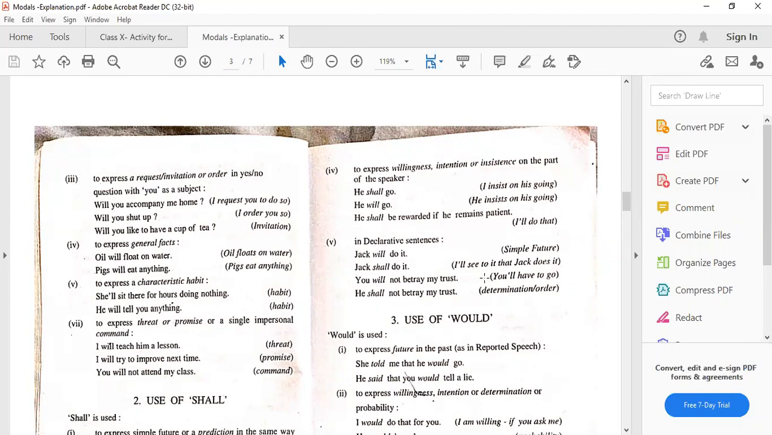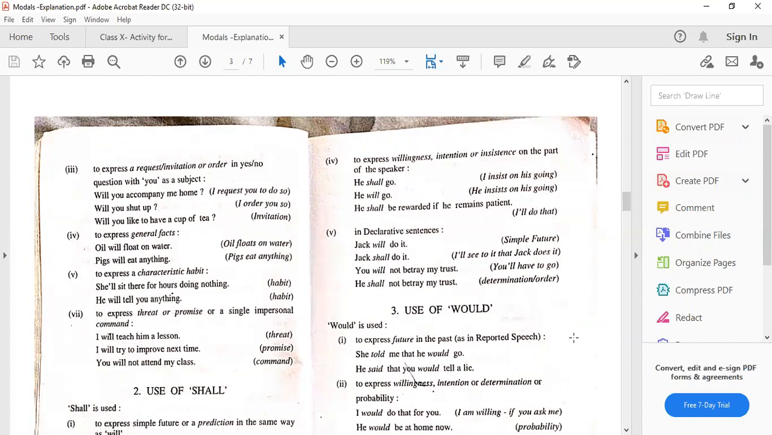We can say Jack shall do it. That means I will see to it that Jack does it. मतलब वो जरूर करे. When we want that action should be done, must. You will not betray my trust. You will have to go. He shall not betray my trust. Determination. So हमने change कर दिया. Determination order है. Condition दी गई है. तो we have exchanged the helping verb from will to shall.